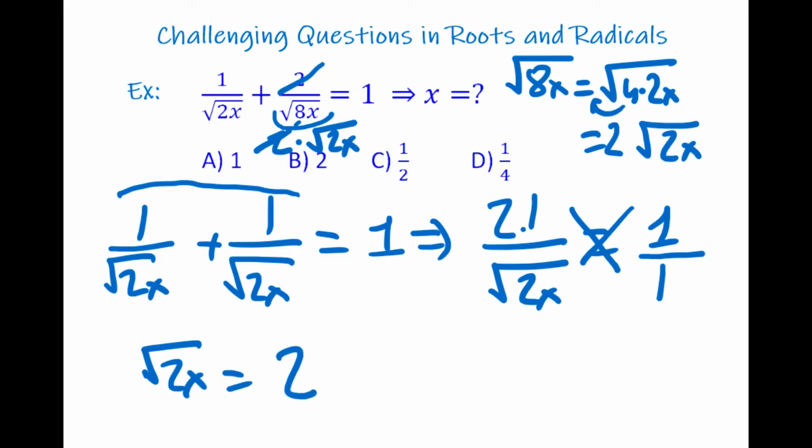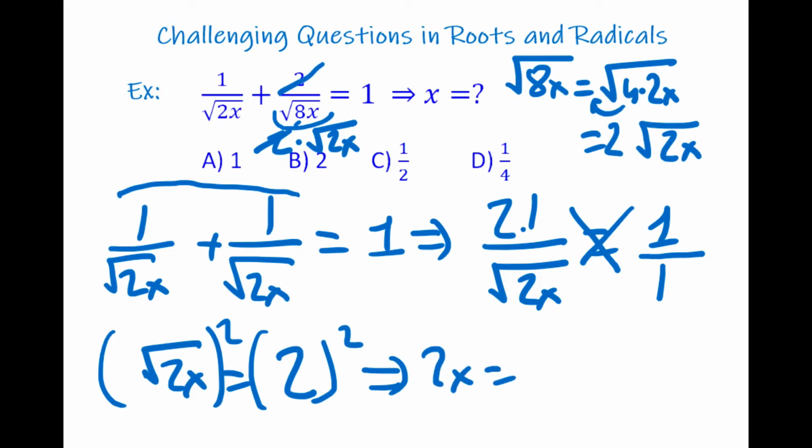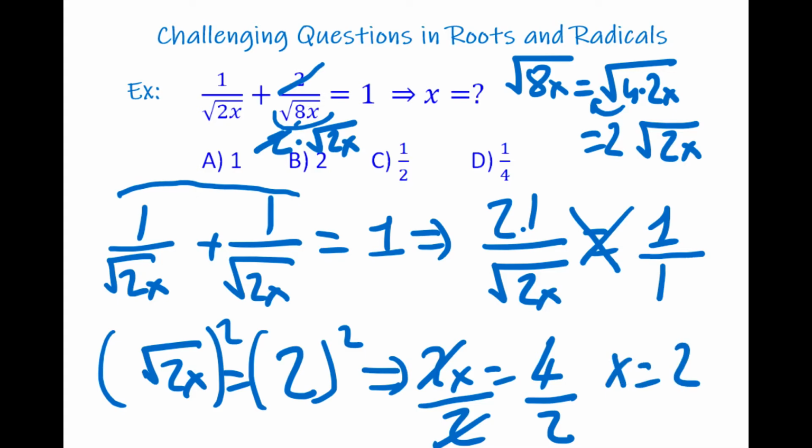And here, if I take the square of both sides, then I can get rid of the root, right? So the left side is going to be 2x, and the right side is 4, of course. And in order to leave x alone, divide both sides by 2. These are gone. So the leftover is x is 2, guys, which gives us the answer as B.